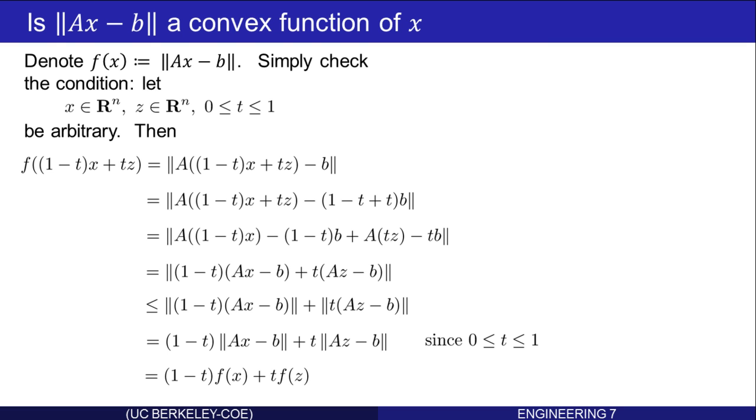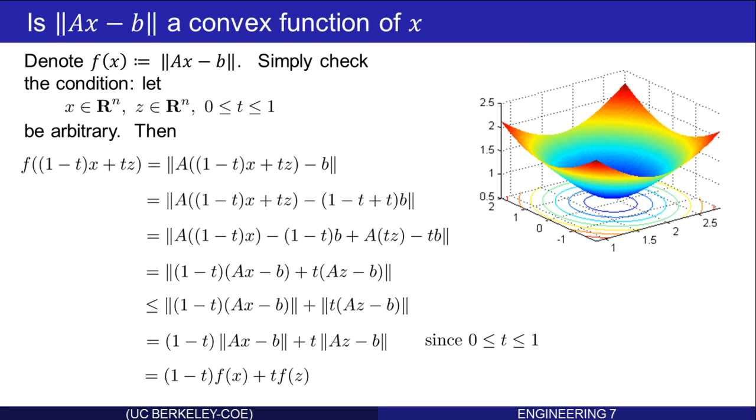This is precisely 1 minus t times f of x plus t times f of z by definition of what f is. This shows that the norm of Ax minus b, regardless of A and regardless of b, is a convex function of x. It really has that bowl-like character as shown. So the answer to our question is yes, it is a convex function. In the next unit, we'll use this to derive the conditions for solving the least squares problem.